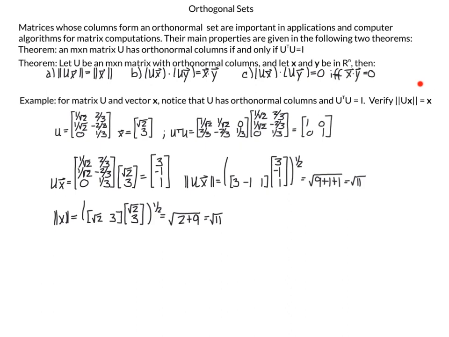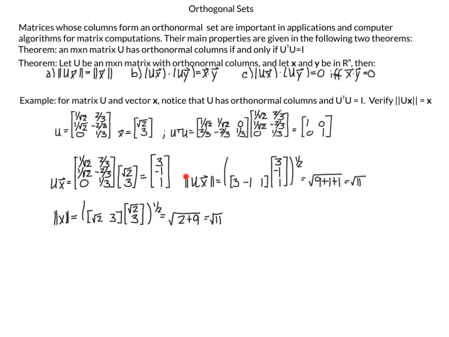To verify, first we're going to do Ux, so U times x. Here I have, what is this? This is going to be 1 plus 2, so that gives us 3. And then here we have 1 minus 2, which is minus 1, and then we have 1.